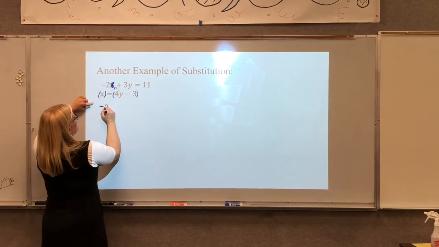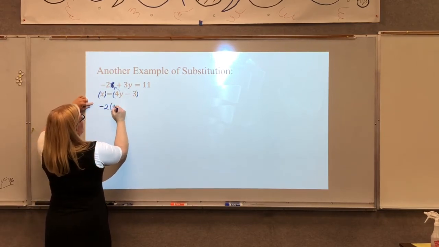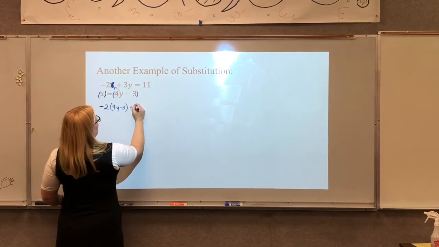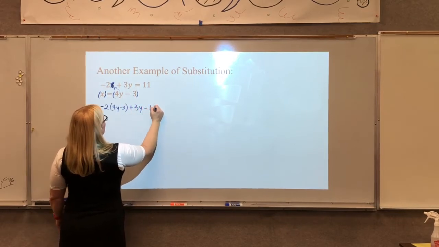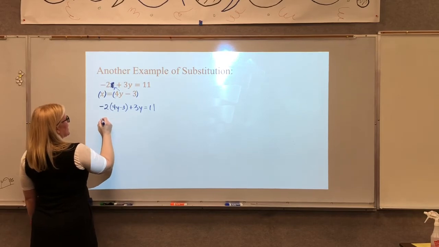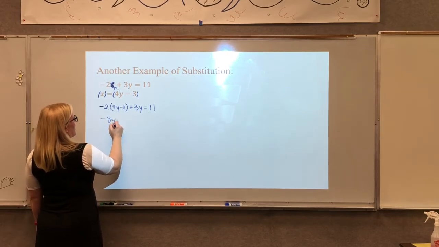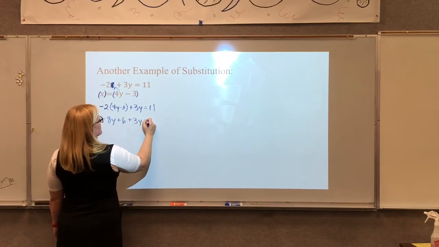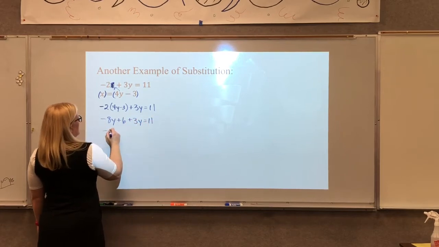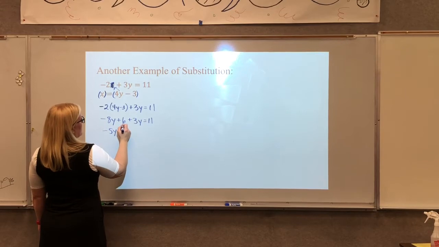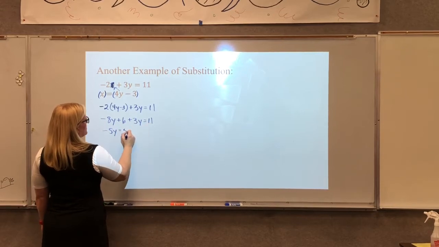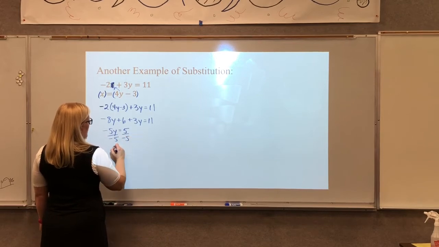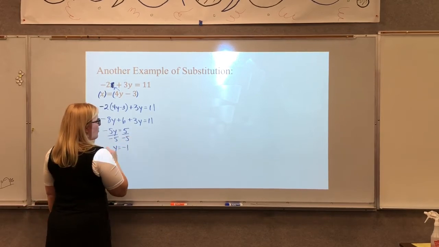So I've got negative 2 times 4y minus 3, that's what just went in there, plus 3y equals 11. I need to distribute this negative 2, so I get negative 8y plus 6 plus 3y equals 11. That's negative 5y. I subtract 6 from both sides, equals 5. Divide by negative 5, and I have y equals negative 1.